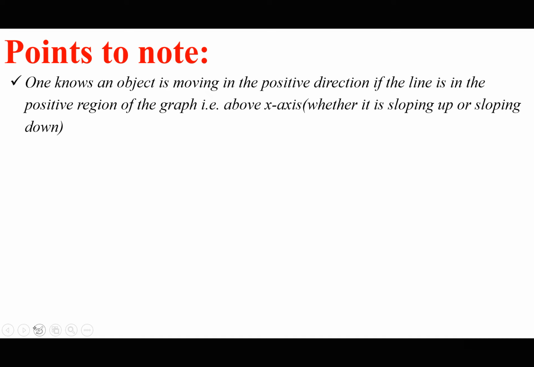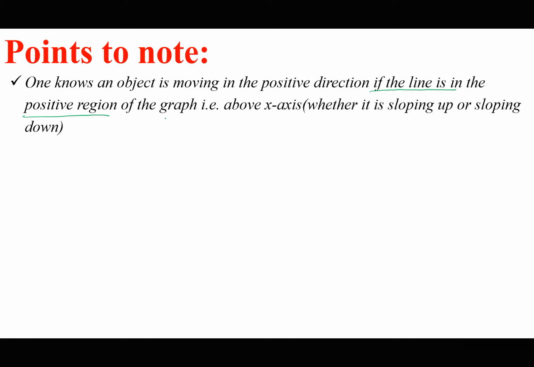So how do you tell? How can one tell whether the object is moving in the positive or negative direction? How can one tell whether it is speeding up or slowing down? So we need to note this very carefully. One knows an object is moving in the positive direction if the line is in the positive region of the graph. That is always above the x-axis.